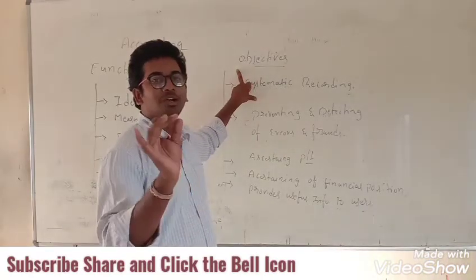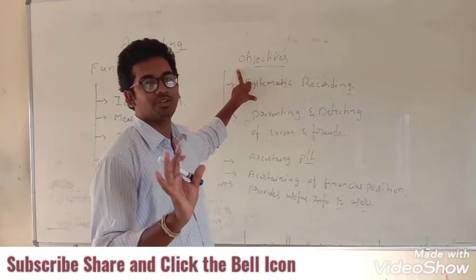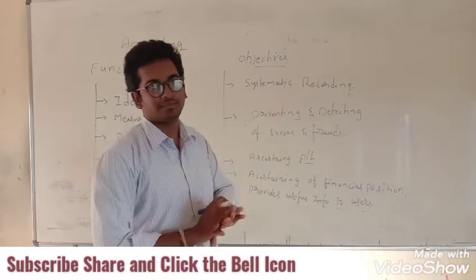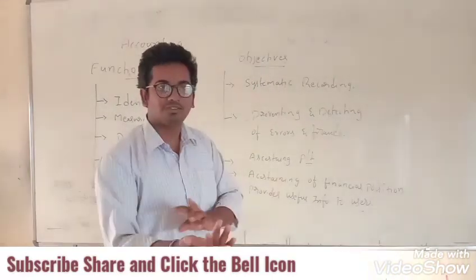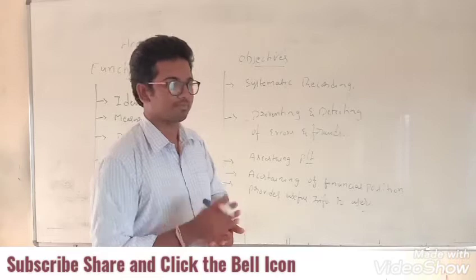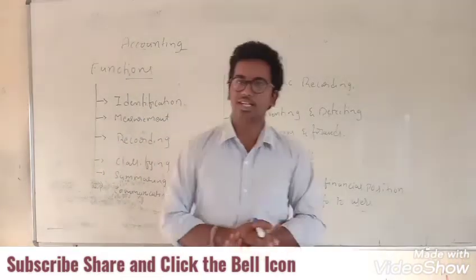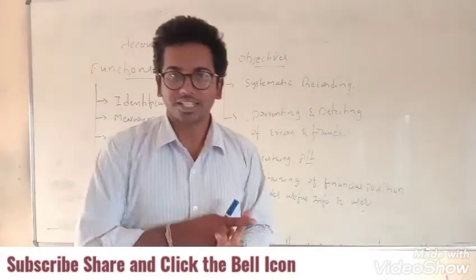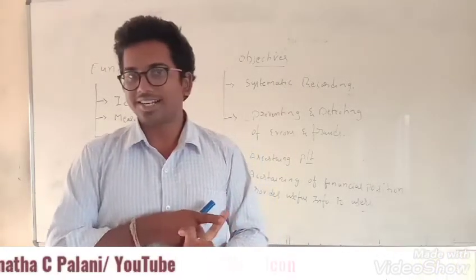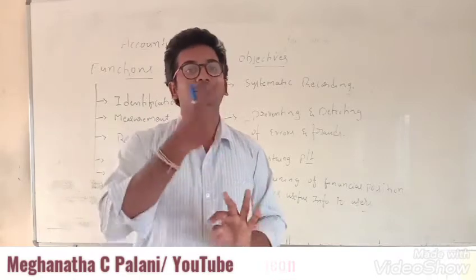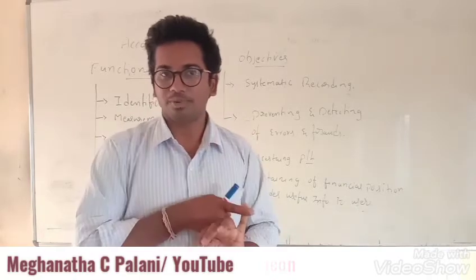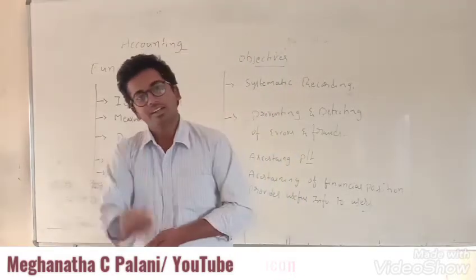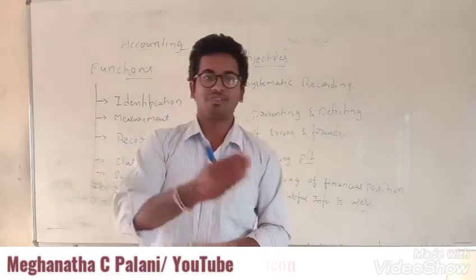Systematic record means you should have a process of recording. That means we should not record blindly. We have a system. For example, hope you are aware of the accounting cycle. First step, record business transactions. Second step, pass the necessary journal entries. Third step, post them into the ledger. Fourth step, prepare a trial balance. Fifth step, from the trial balance, you can prepare financial statements called the profit and loss account and balance sheet.